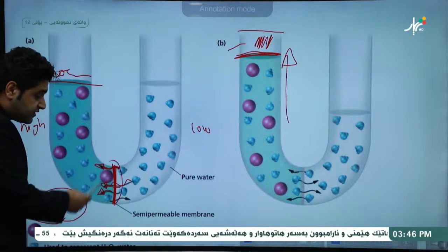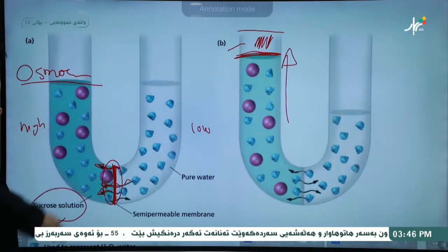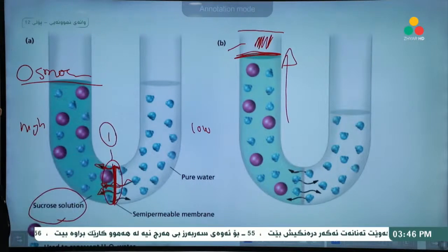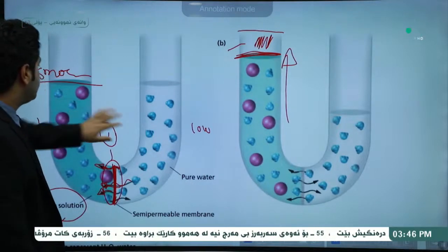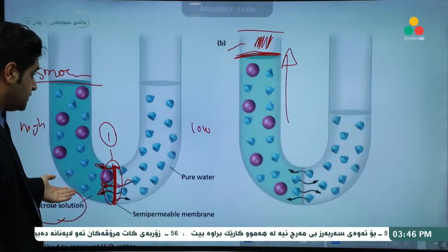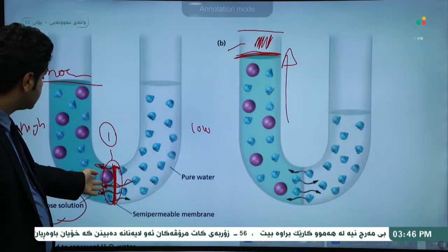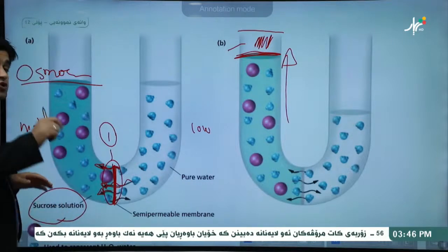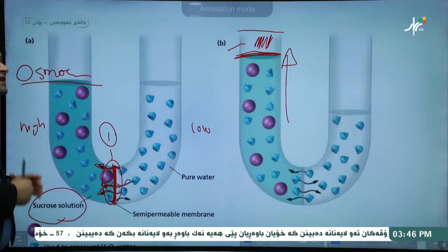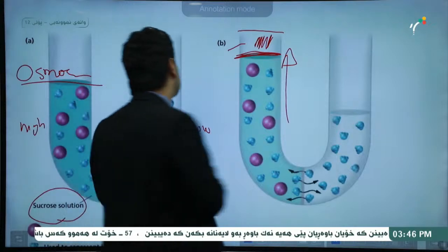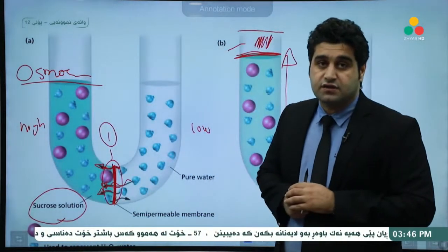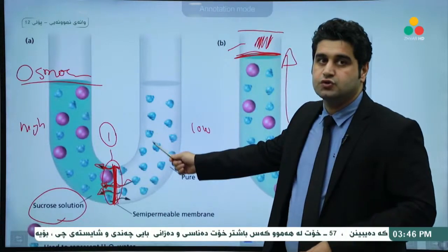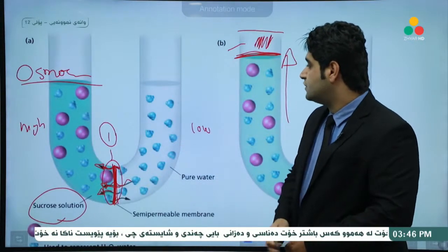What will happen if we remove this membrane? Immediately both will be mixed. So the first condition is the semi-permeable membrane. Okay, what will happen if we have equal concentration? If you have equal concentration, there will not be any water passage through this membrane. So the second condition is two different concentrations. So what are the conditions of osmotic pressure? The first one, a semi-permeable membrane. The second one, two solutions of different concentration.